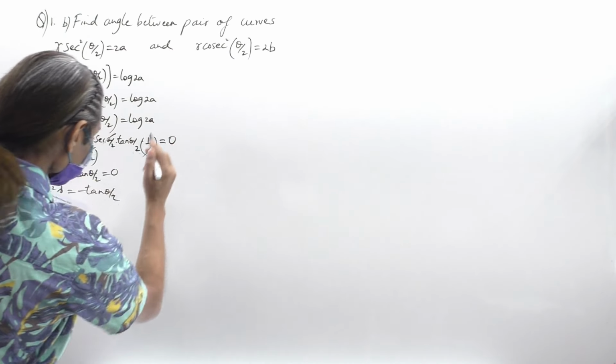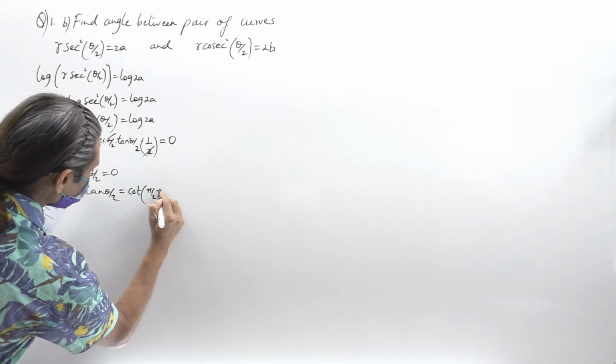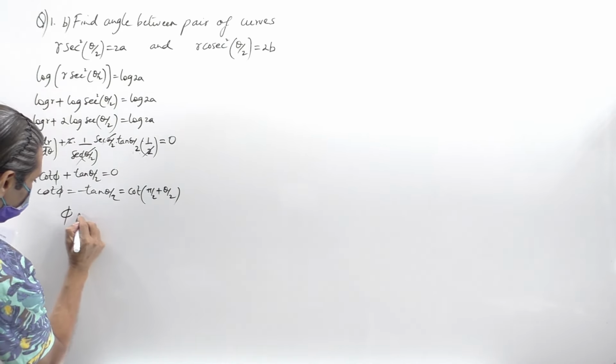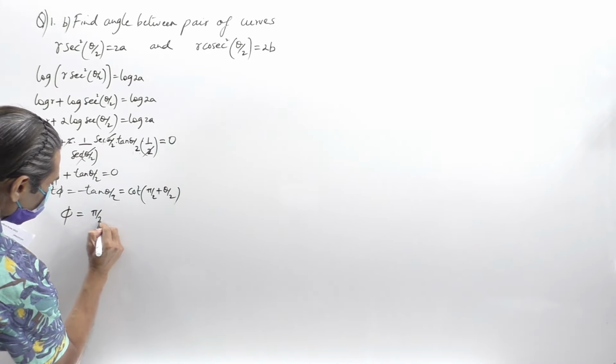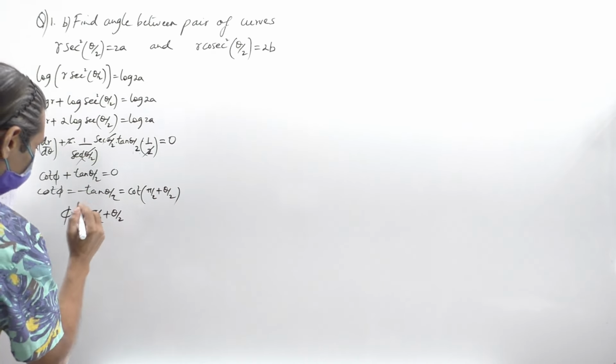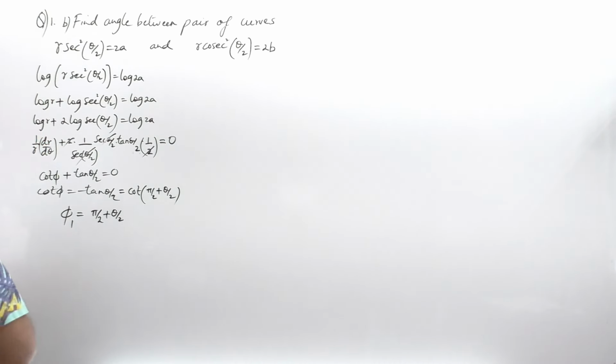So here it is theta by 2. So we write this as cot of pi by 2 plus theta by 2. See, both sides cot cancels. So here phi is equal to pi by 2 plus theta by 2. And since they are asking to find the angle between, I'll take this as phi 1. Okay, so I have my first value phi 1 here.